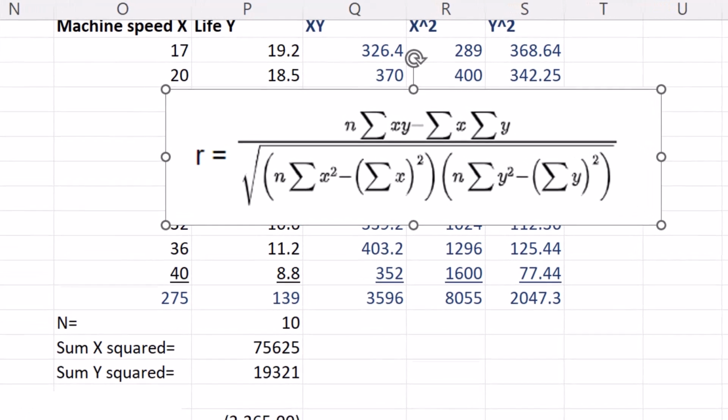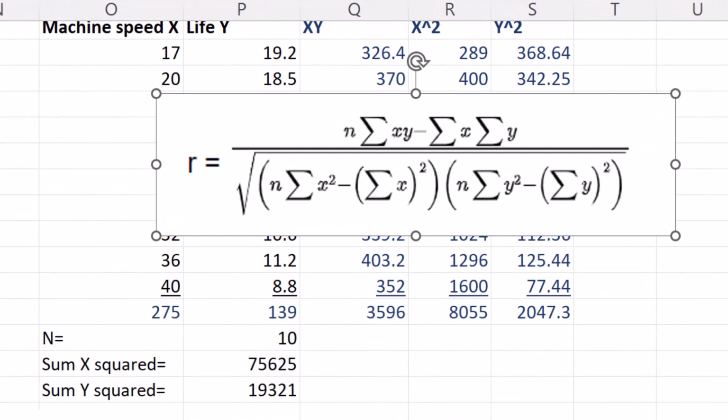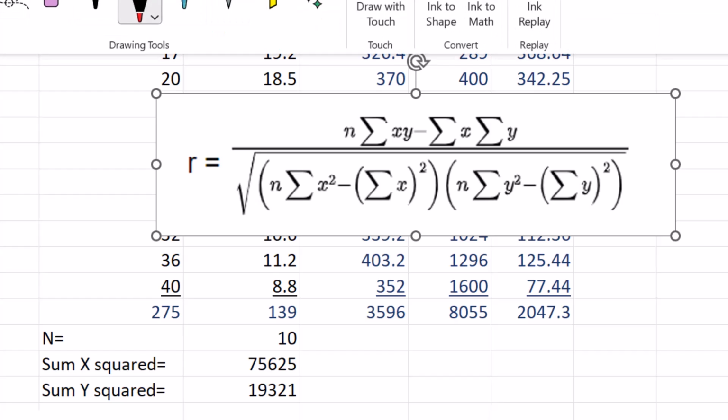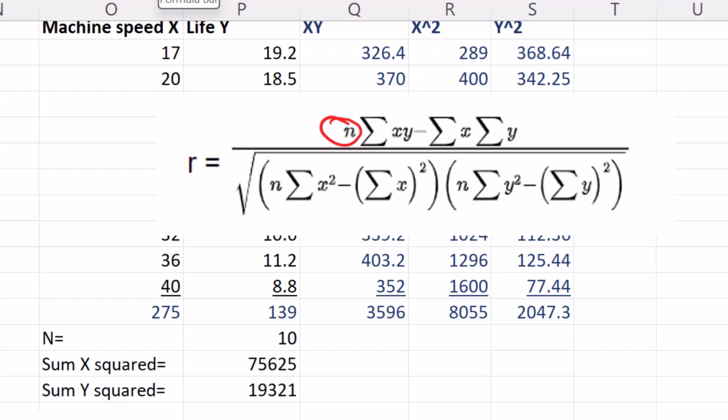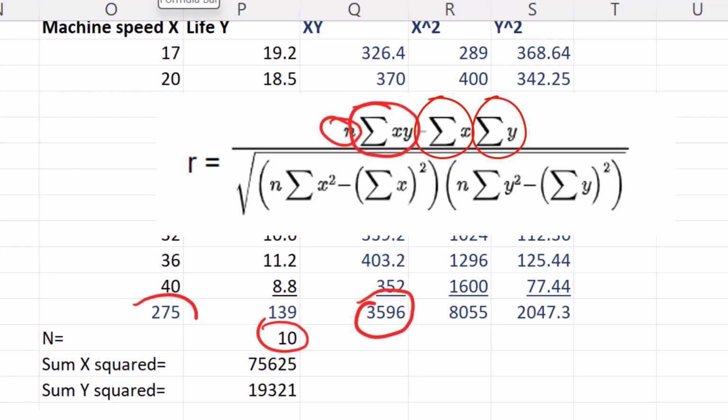Before we go further, let's now take apart this formula. We need to find n. N, number of rows. That would be 10. We need the sum of xy. That's down here. Minus the sum of x multiplied by the sum of y. That would be here. The sum of x multiplied by the sum of y. That's the numerator.